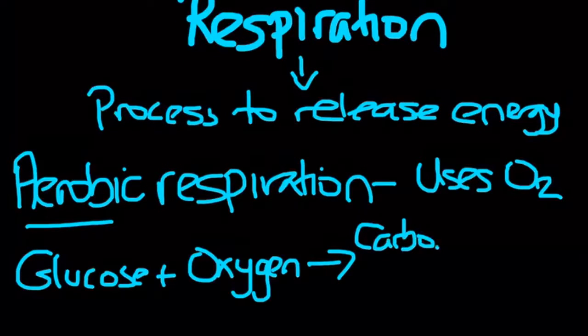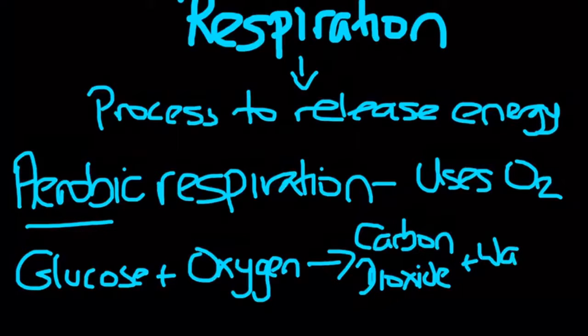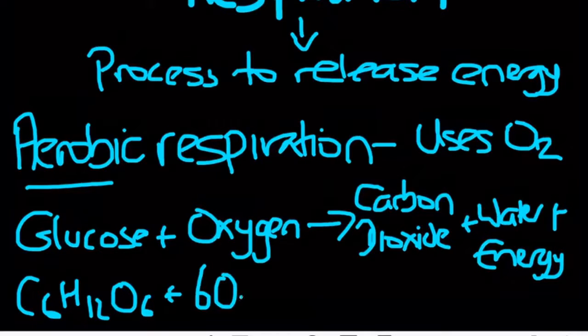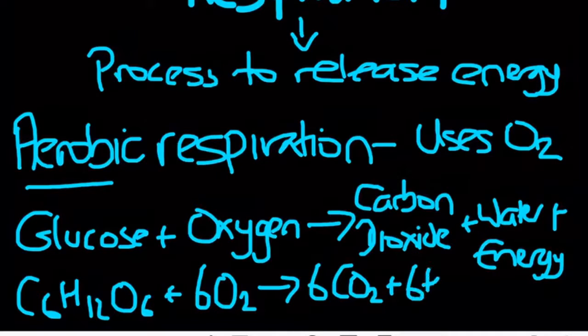The equation for aerobic respiration is glucose plus oxygen will change to carbon dioxide plus water plus energy, the reverse of the photosynthesis equation. For higher tier, the symbol equation is C6H12O6 plus 6O2 will change to 6CO2 plus 6H2O plus energy.